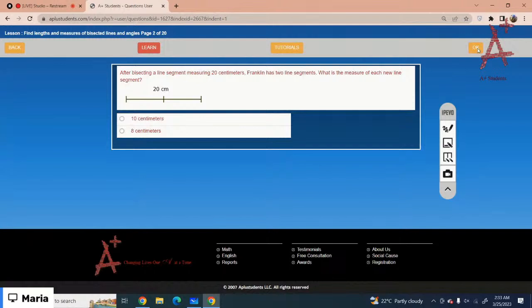Okay, after bisecting a line segment measuring 20 centimeters, Franklin has now two line segments. What is the measure of each new line segment? So the complete length is 20 centimeters. You divide it into two parts. When you divide 20 centimeters into two equal parts, it would be 10 centimeters. Got it? So the correct option is 10 centimeters.